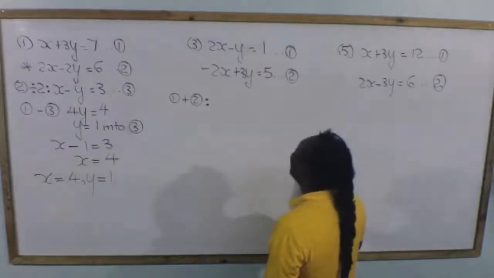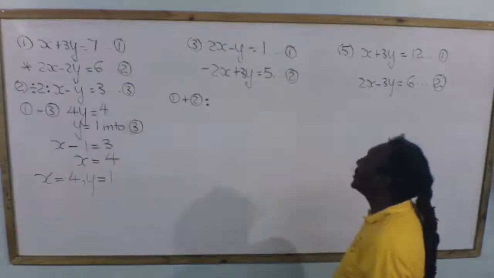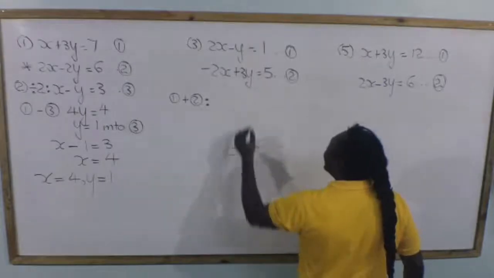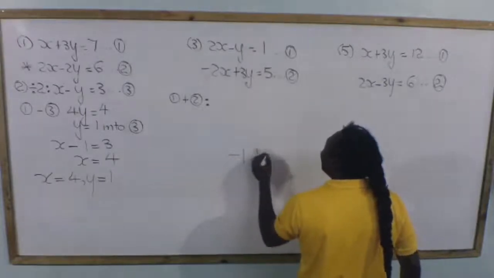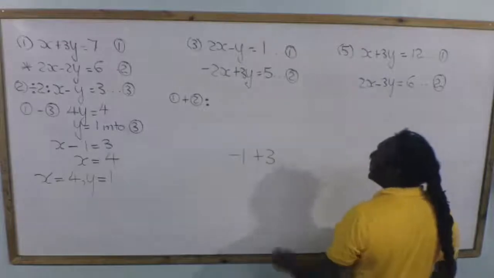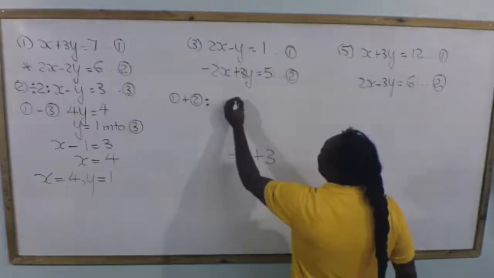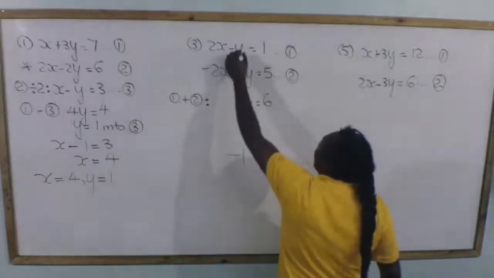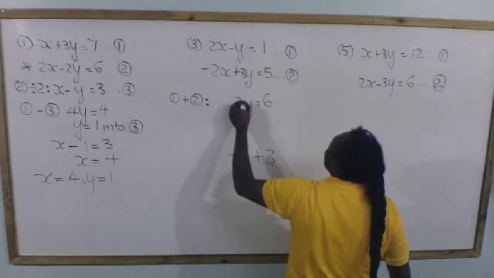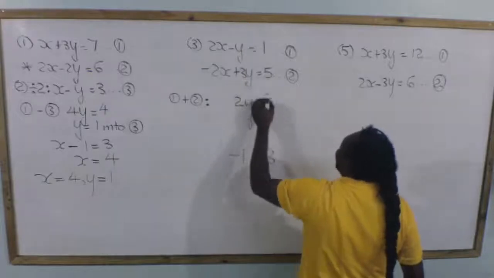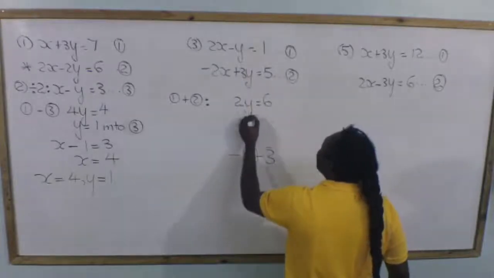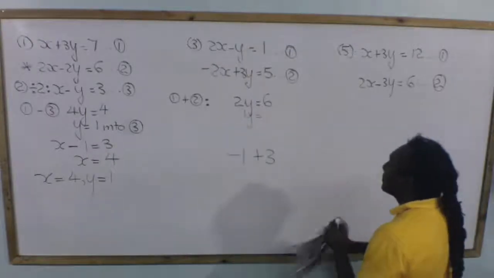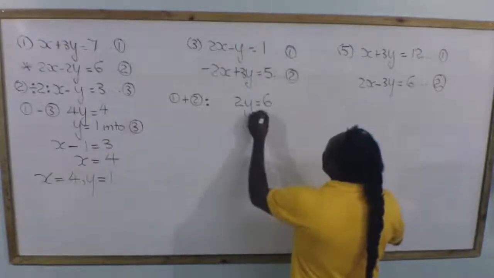So that will be a positive 2y, because the coefficient here is negative 1. The coefficient here is positive 3. When we put them together, we get a positive 2. So we'll have there 2y, and 2y is equal to 6. So we add these, we get 2y, and then we add these, and we get 6. So what is y equal to? Y is equal to 3.